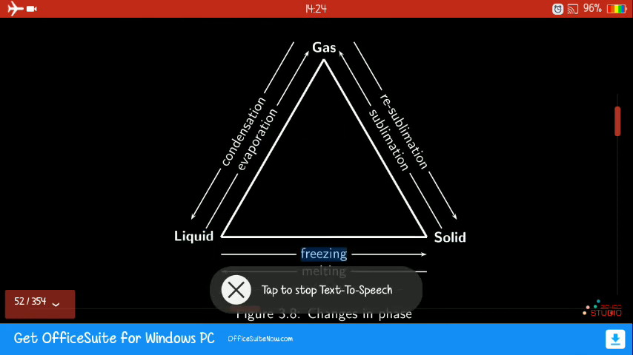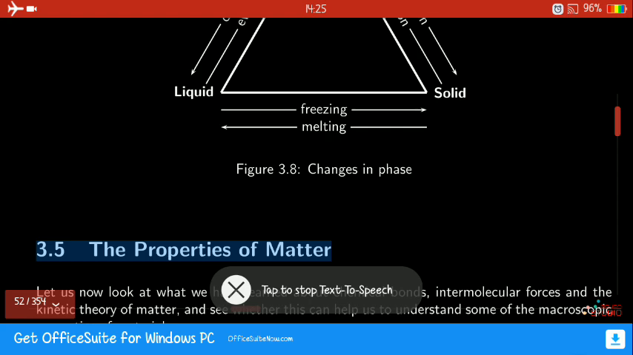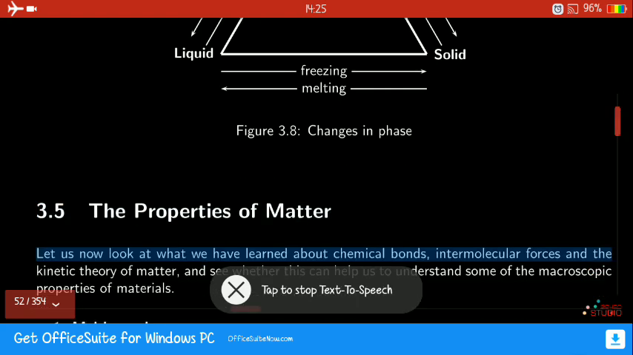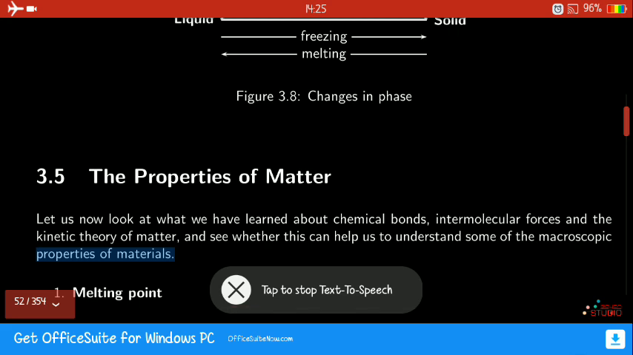Liquid, solid. Freezing. Melting. Figure 3.8 Changes in phase. 3.5 The properties of matter. Let us now look at what we have learned about chemical bonds, intermolecular forces, and the kinetic theory of matter, and see whether this can help us to understand some of the macroscopic properties of materials.